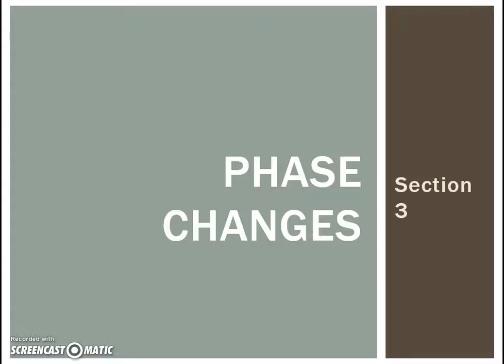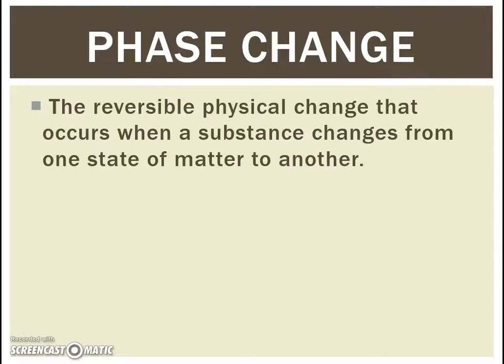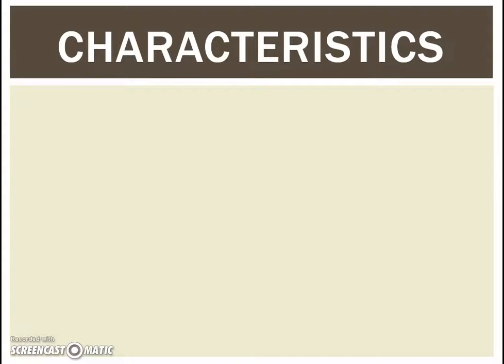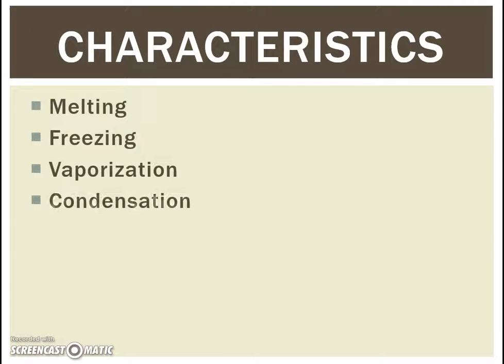Section 3, phase changes. A phase change is a reversible physical change that occurs when you have a substance going from one state of matter to another. So we have melting, freezing, vaporization, condensation, sublimation, and deposition.